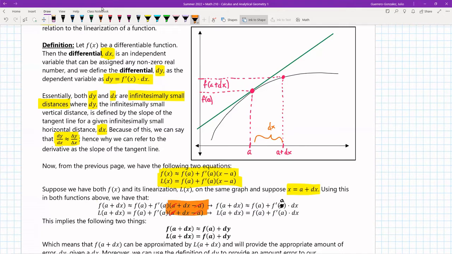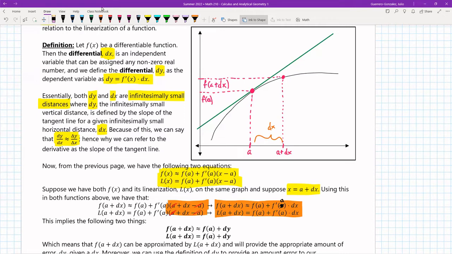Which means that we have this result here, that f of a plus dx is approximated by f of a plus f prime of a times dx. Equivalently, if we use the linearization, L of a plus dx is equal to f of a plus f prime of a times dx.